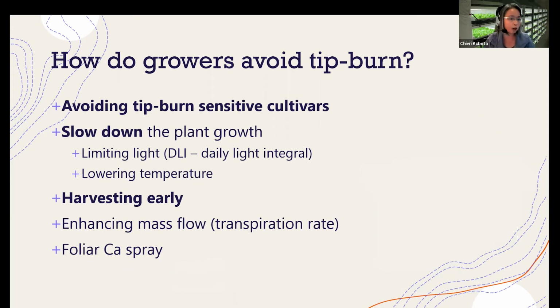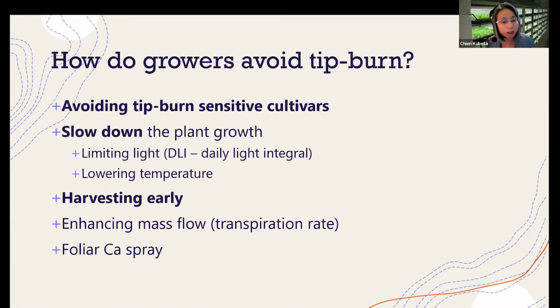All right, so how do you avoid tip burn? You're probably doing this, and in that case, you don't see this as much of a problem, but I'd like to go over it for those who need this information. So the easiest one is avoiding something very sensitive. If you look at lettuce varieties or cultivars, you see a huge range of tip burn sensitivity. So selecting something relatively tolerant is a good idea. However, sometimes you want to grow a certain cultivar, or a customer wants to grow it, but that might not be a good choice in terms of tip burn. So in that situation, you have to do some sort of mitigation procedures.